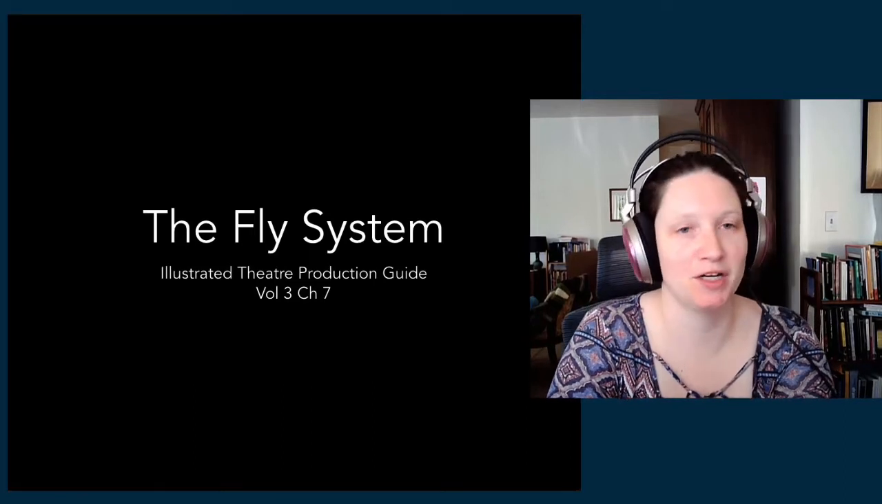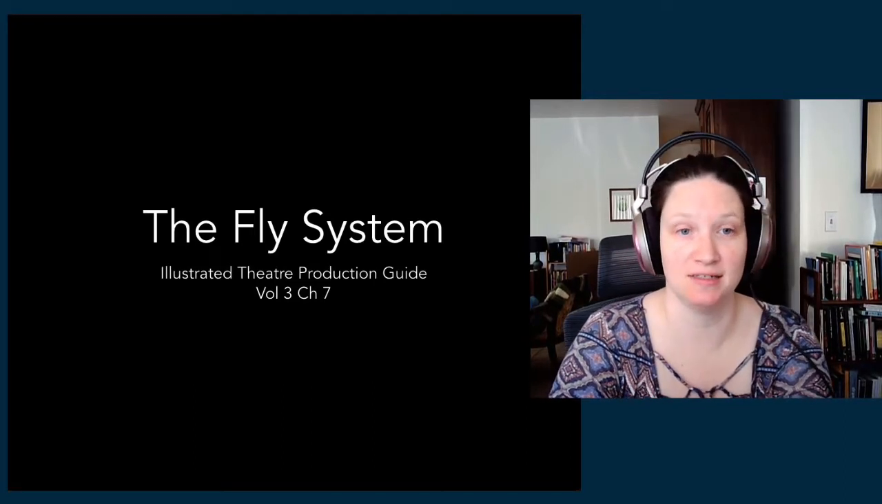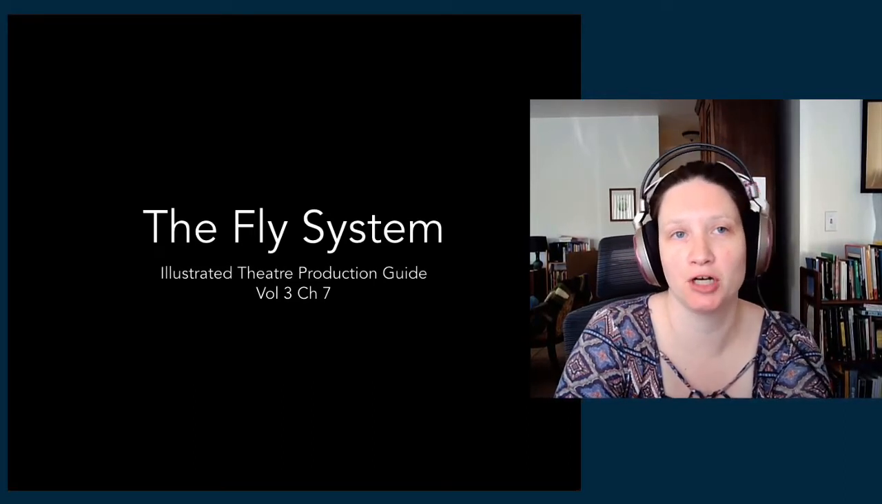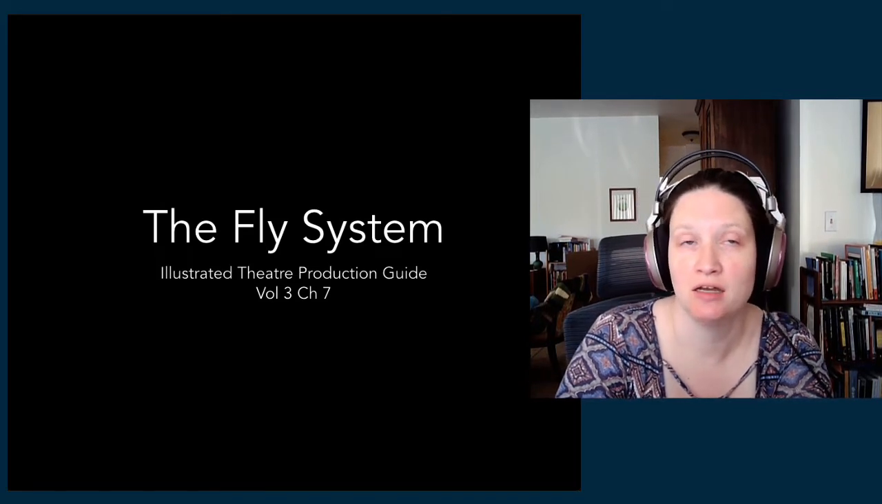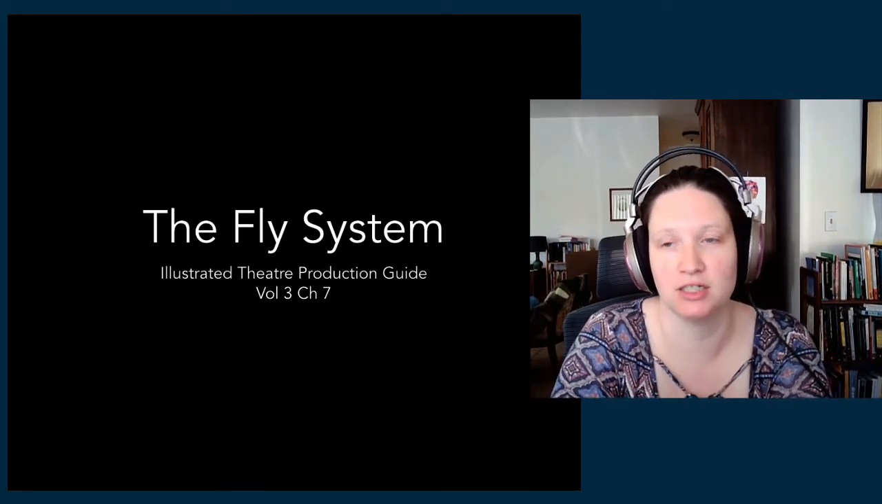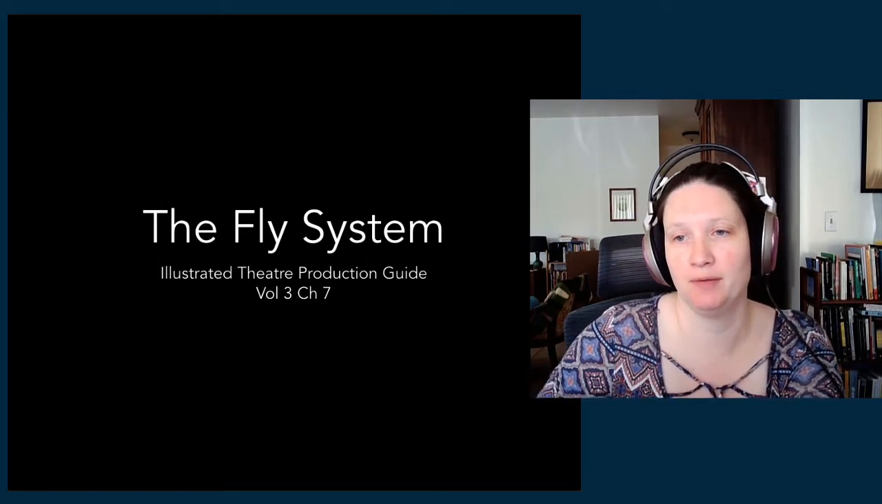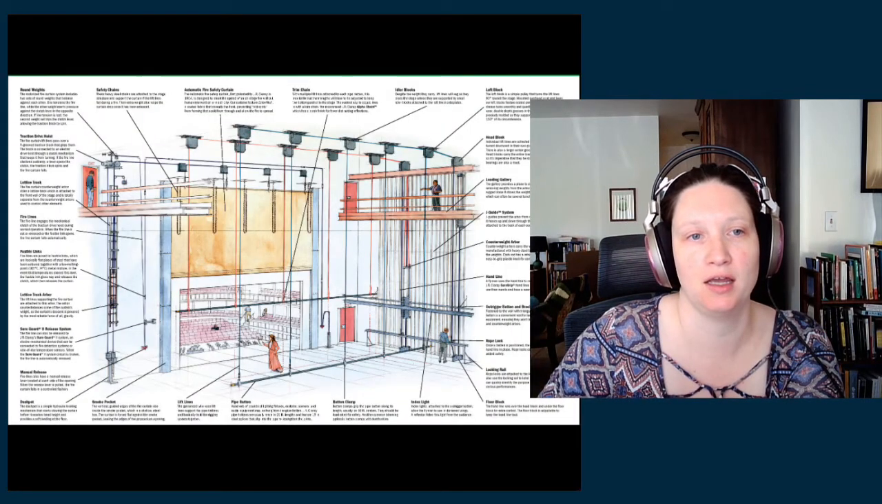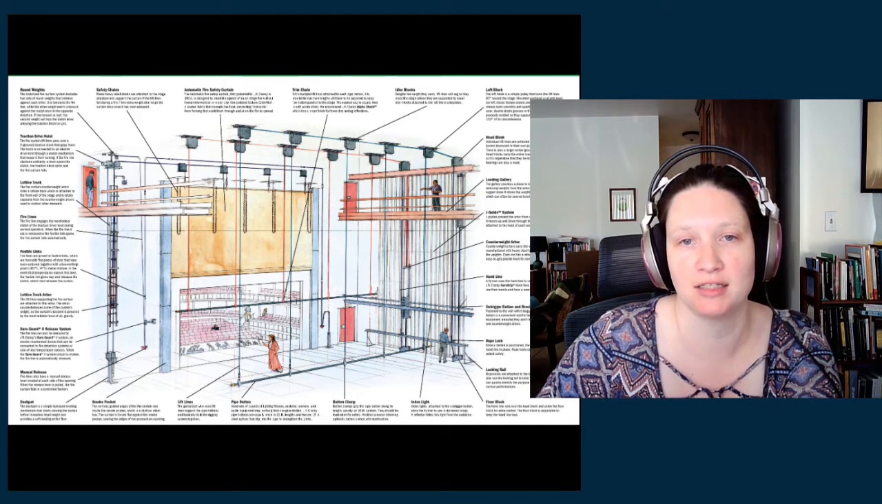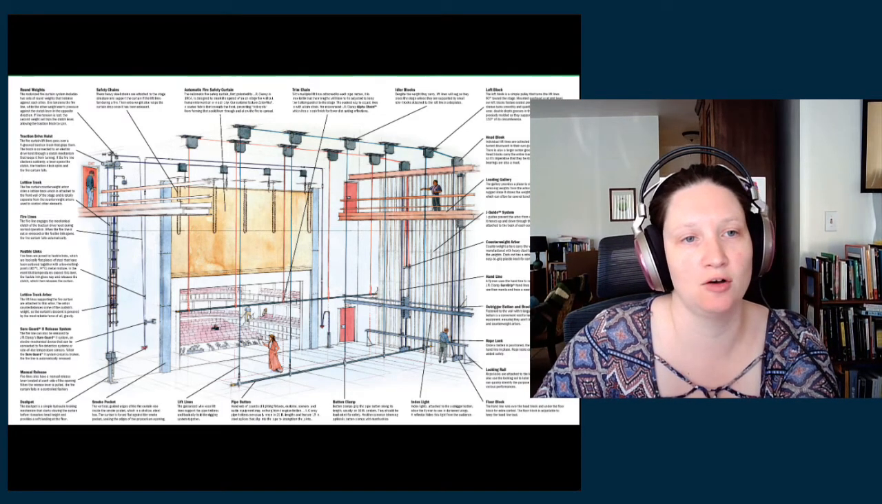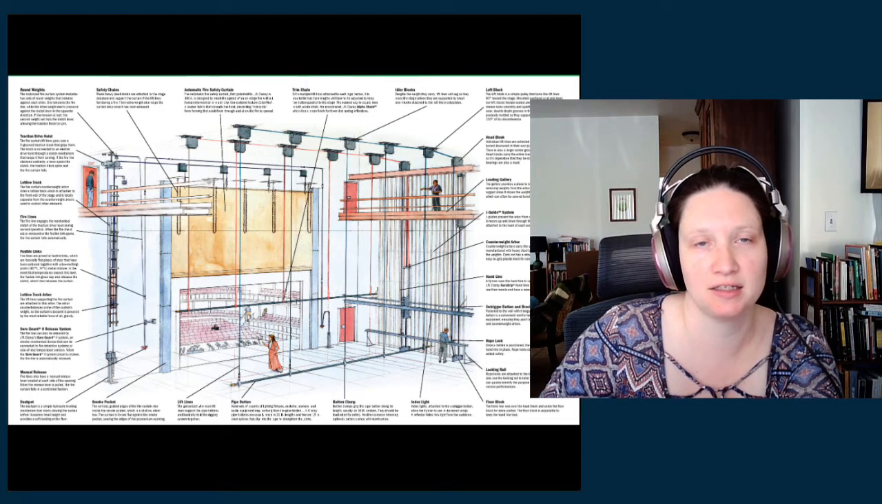Okay, so we're talking about the fly system. This is in our book, chapter 7. So skip ahead a little to chapter 7. So what is the fly system? Okay, here is a diagram with lots of tiny words and text that I will upload for you as a PDF.